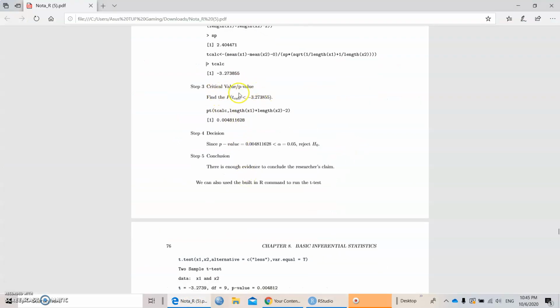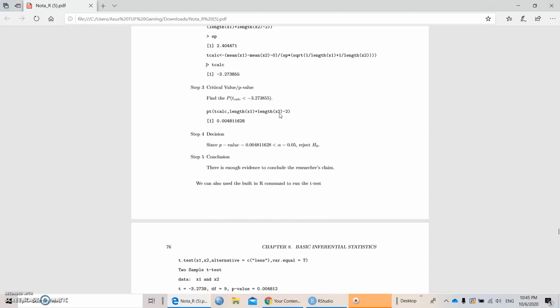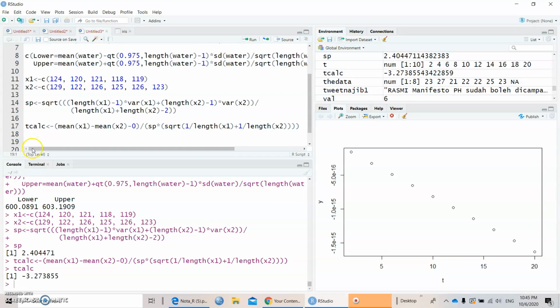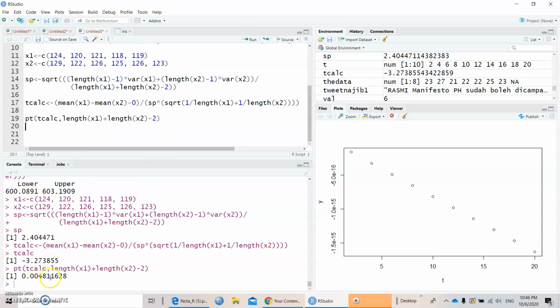And then after that we compute the critical value. Since the alternative hypothesis is mu1 less than mu2, this is a left tail test. For a left tail test, you don't have to subtract from 1 the probability value, because R will compute the probability of less than. So just compute the probability of the t count with degrees of freedom n1 plus n2 minus 2. Copy and paste this one. We use the pt function, which gives the probability of the t distribution. Insert the t count, and then insert the degrees of freedom n1 plus n2 minus 2. So the value of pt is equal to 0.004811628.